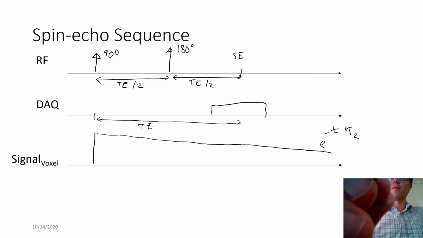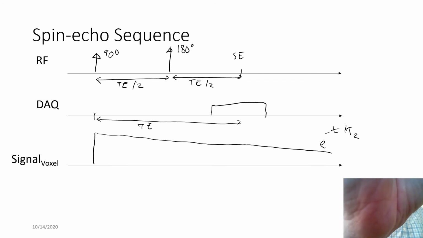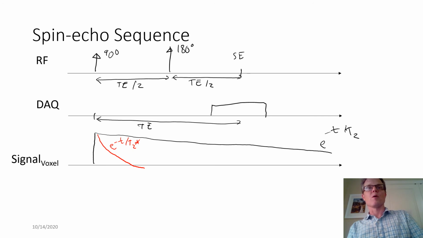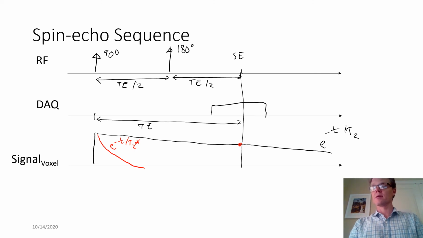But in the signal for our voxel, we typically are going to have some T2 star. So what that will look like is some accelerated signal decay. But what will happen at the spin echo time is actually we will recover the signal level that we would have as if we had only T2 decay. So at this spin echo point here, we're only experiencing T2 decay.